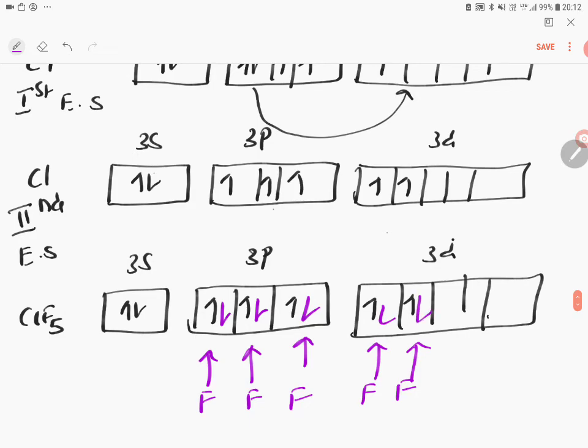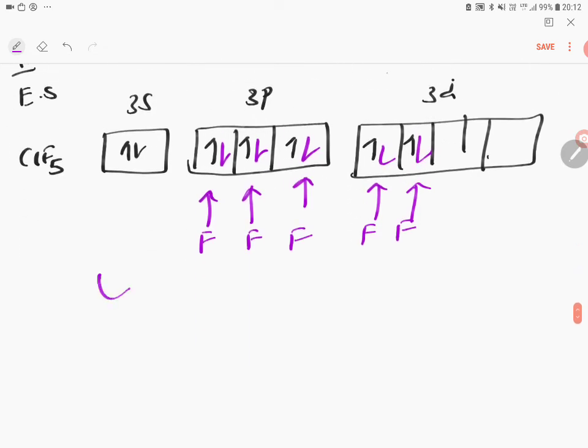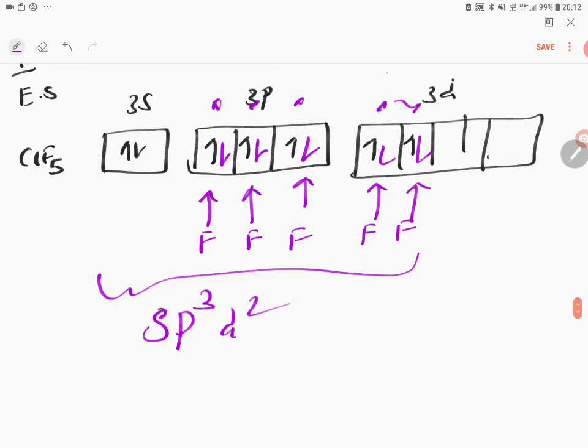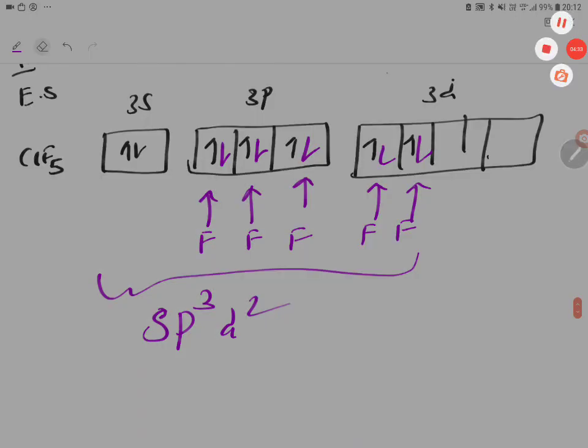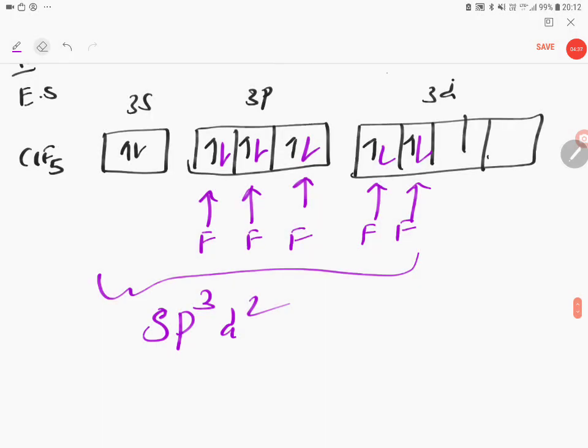Now you can predict the hybridization very easily. Yes, p3, 3 orbitals, and d2. This is the hybridization, sp3d2. Okay, great. In the next video, I'll discuss the shapes and the other important points of this molecule.